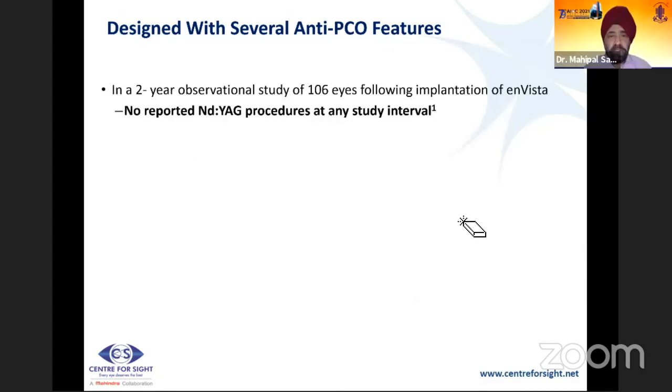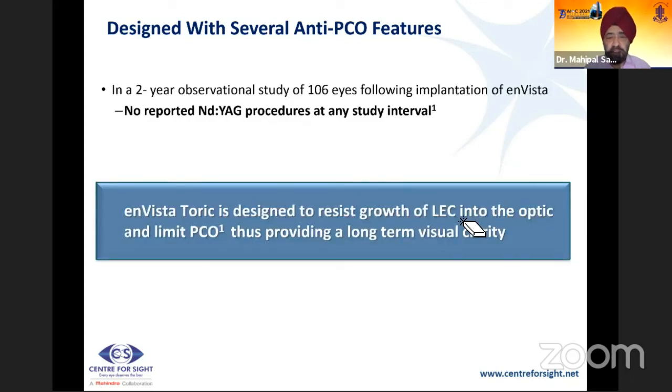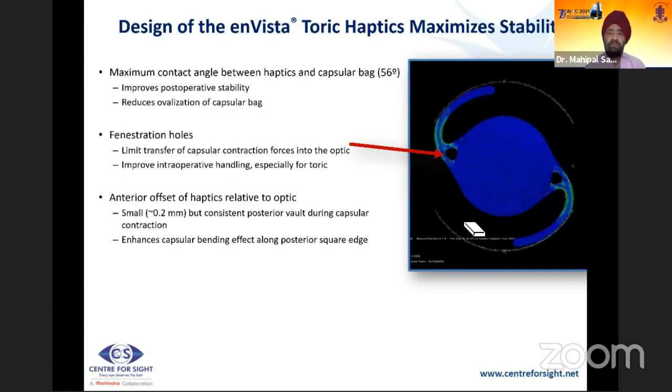In a 2-year observational study of 106 eyes that have been reported, no patient underwent YAG capsulotomy, and the Invista toric is designed to resist growth of lens epithelial cells into the optic and limit PCO formation. So this is what I am saying. The other thing is the large contact area that you have, and these fenestrated holes are very, very important.